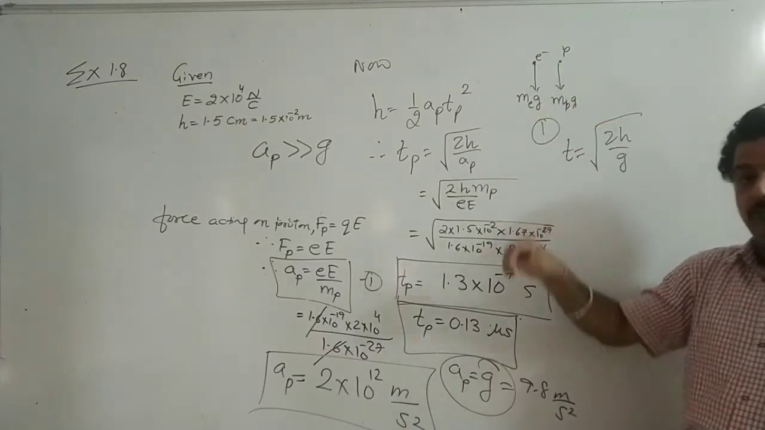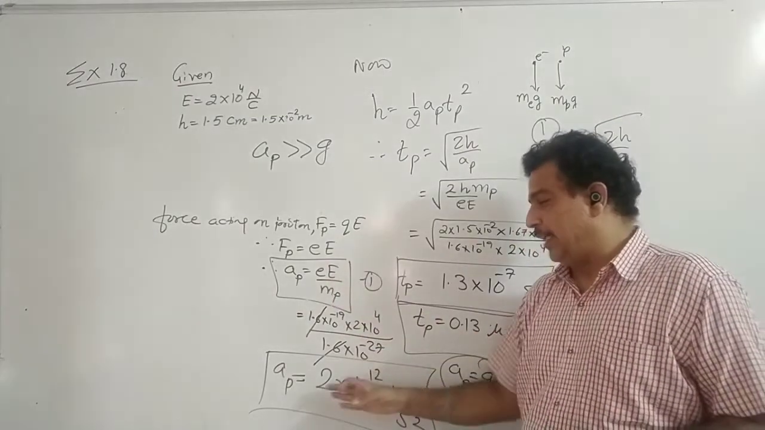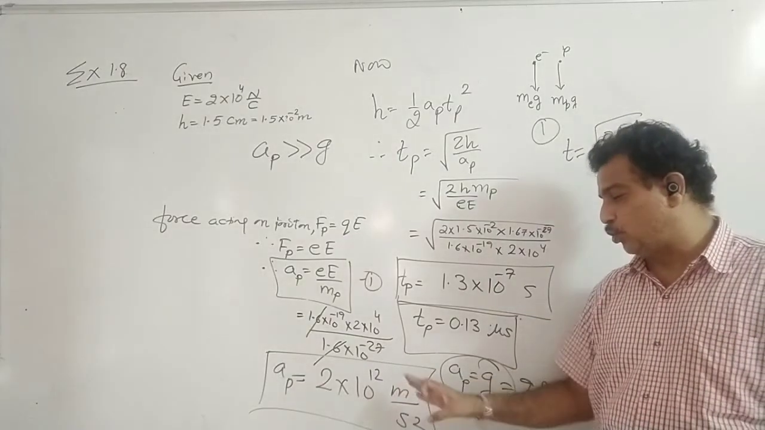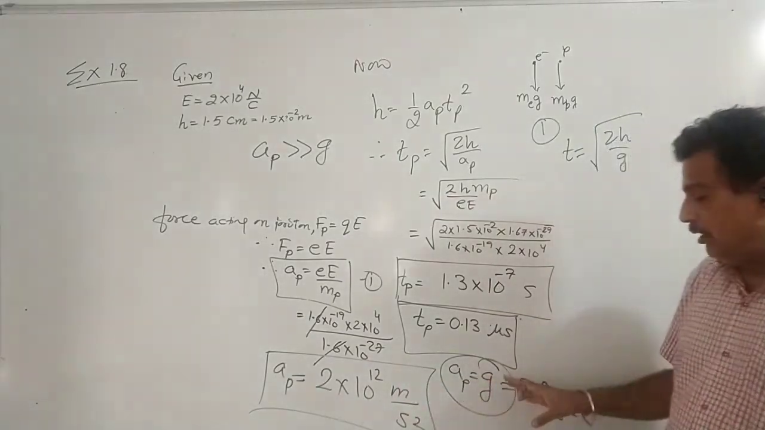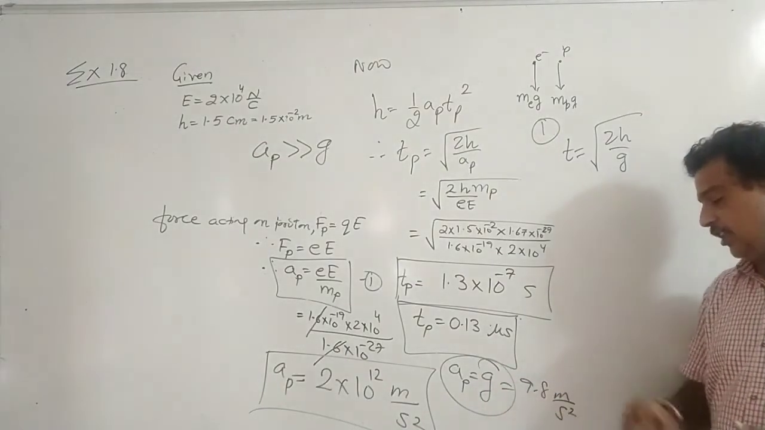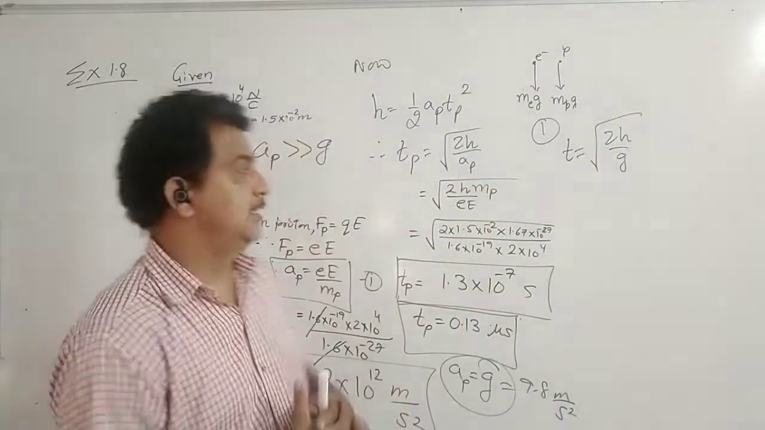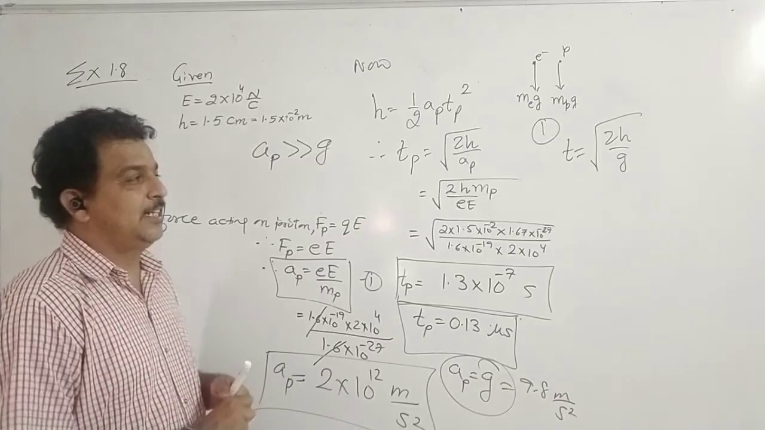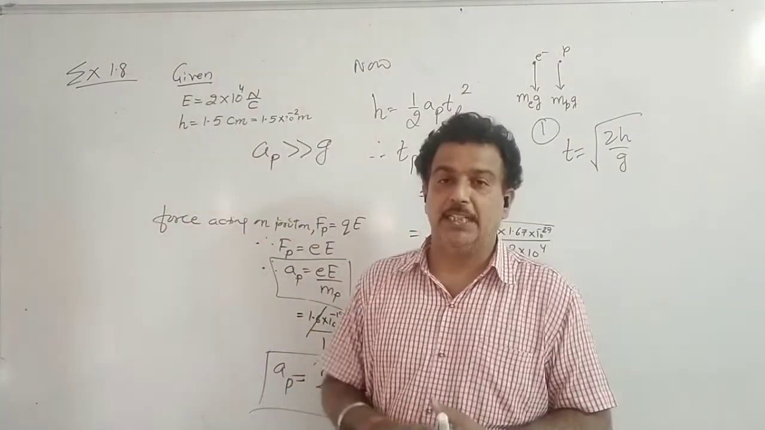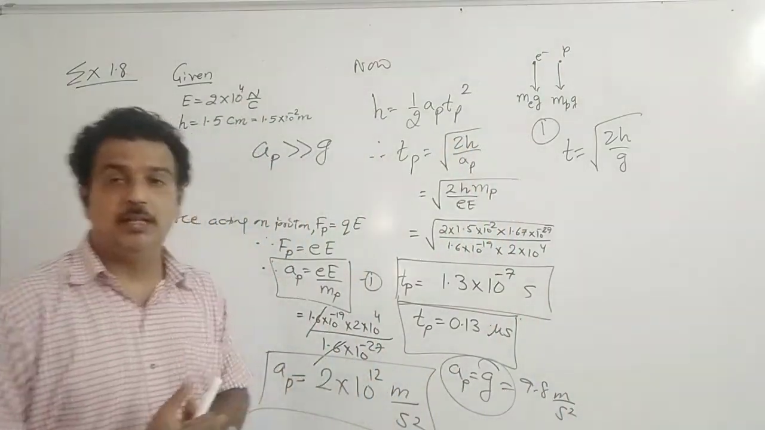And the other thing is why we are neglecting the effect of gravity. As we found, the acceleration of the proton in the presence of an electric field is about 10 raised to 12 meter per second square, while in the presence of gravity, its acceleration is only 9.8 meter per second square, which is very less. So in the study of electricity, we generally neglect the effect of gravity when the particles are falling freely. So this is what we have for example 1.8.